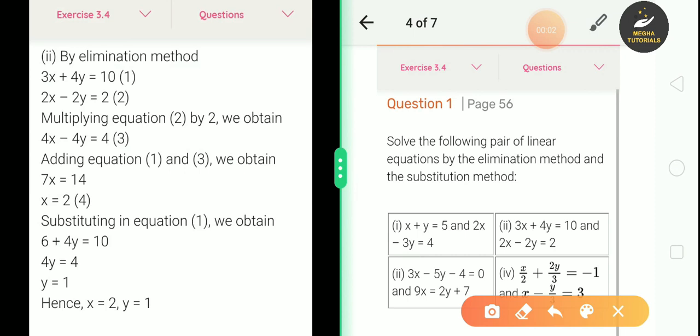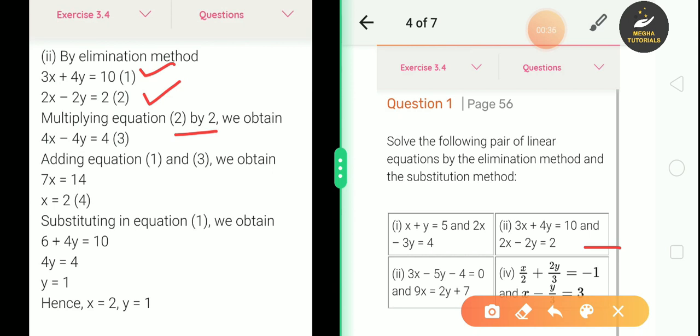Question 2. The equations are 3x plus 4y is equal to 10, equation 1, and 2x minus 2y is equal to 2, equation 2. In this case, we have decided to eliminate the variable y. In the first equation it is 4y, and in the second equation it is 2y. So we will multiply equation 2 by 2 so that we get 4x minus 4y is equal to 4. This is equation 3.